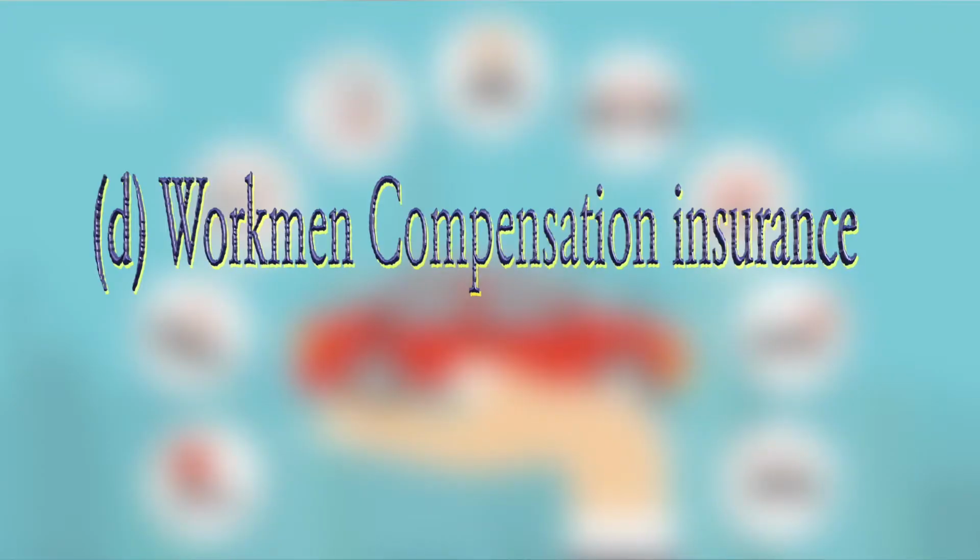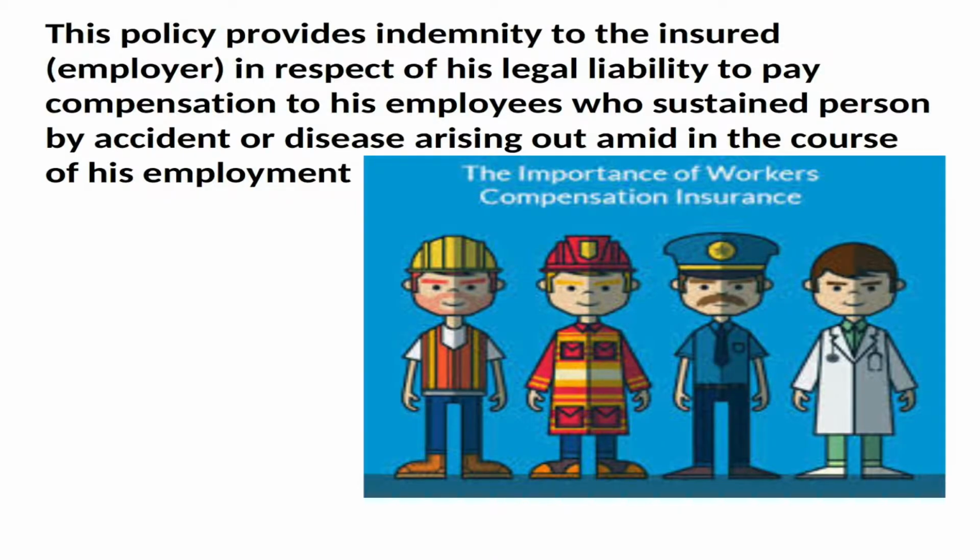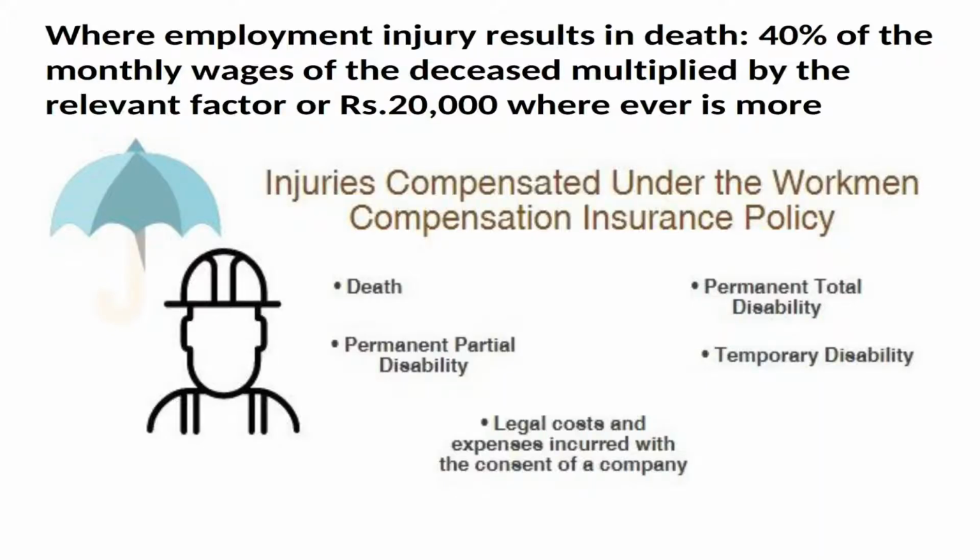Workmen's compensation insurance. This policy provides indemnity to the insured in respect of his legal liability to pay compensation to his employees who sustain personal injury by accident or disease arising out of and in the course of employment. What is the schedule of compensation? Subject to the provisions of the Workmen's Compensation Act, where employment injury results in death, the amount of compensation would be 40% of the monthly wages of the deceased multiplied by the relevant factor or rupees 20,000, whichever is more.